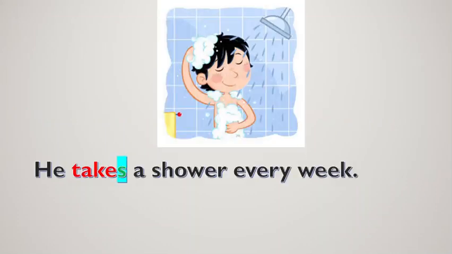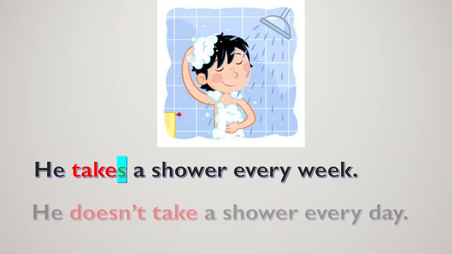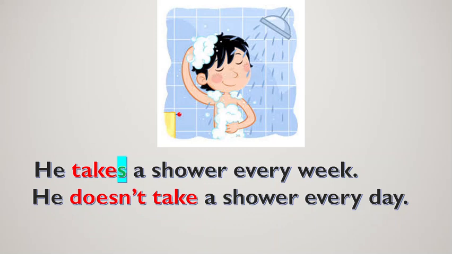Let's look at the example. He takes a shower. Pay attention to the verb. Take, takes. To make negative, we use doesn't. He doesn't take a shower every day. He takes a shower every week.